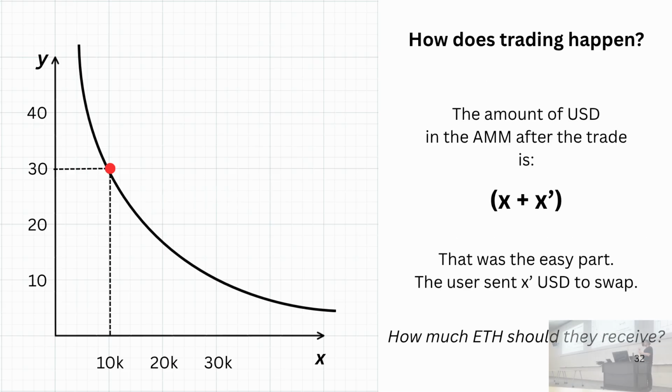So the new amount, no matter what happens, all else equal, the new amount of USD in the pool after this trade is going to be X plus X prime, right? X is the initial amount of USD, X prime is the amount that I'm supplying to this pool. That's the easy part. But how much ETH should I receive from this trade?